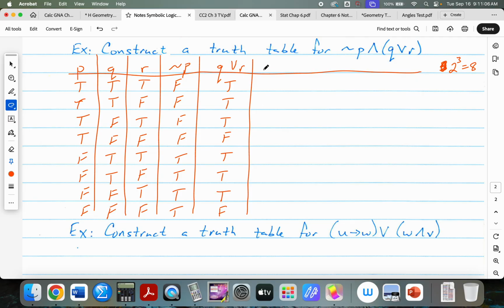And now I'm going to put those two parts together. Not P, conjunction or and, Q disjunction R. So my two parts are the not P and the Q or R. Oh, sorry, I put an and in both places. Thank you.